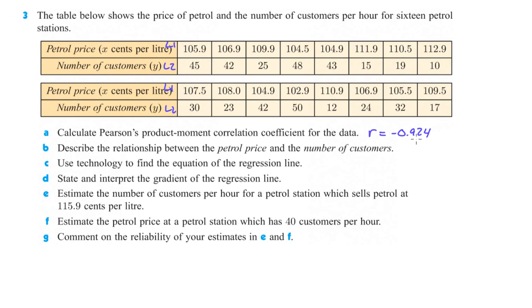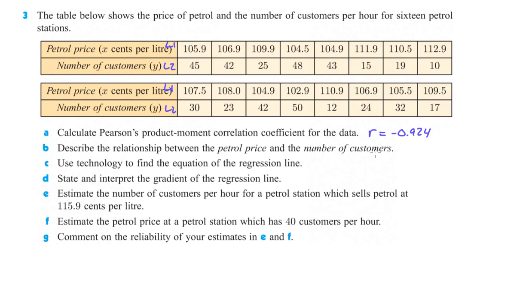So it's a strong, because it's 0.92, negative correlation, right? So that means as the price goes up, the number of customers will go down. If you look at the ones with the high price, 110 only has 12 customers, 109 has 17. Then you get the low ones, 102.9 has 50, 104.5 has 48. So the lower the price, the more customers.